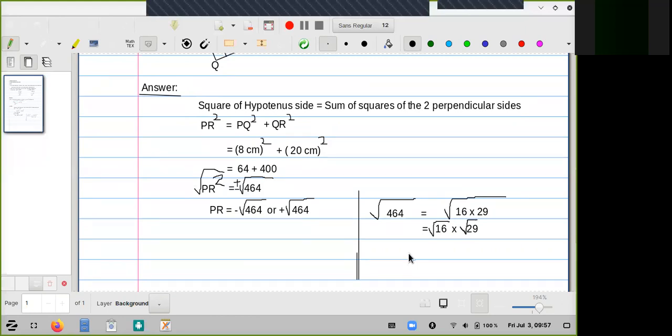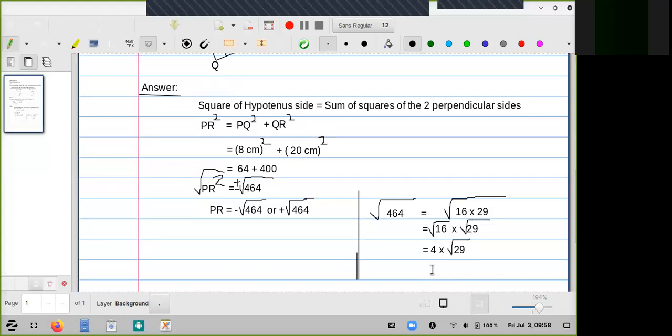Then from there, I'm now going to simplify my numbers. The square root of 16 is 4, then multiplied by the square root of 29. Remember, 29 is not a perfect square. It is a prime number. It's not a perfect square. So it becomes 4 multiplied by the square root of 29. Then from there, I must further simplify it.